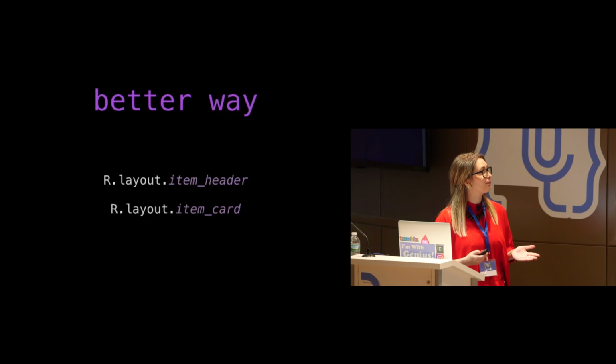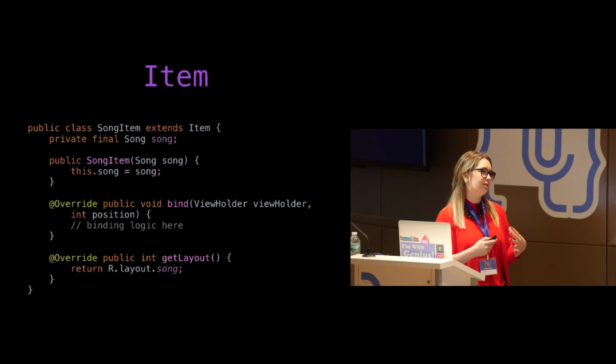And then what I recommend is delegating the creation, binding, and getting the view type, which is also your layout, to a wrapper class. So instead of having a list of songs, you'll have a list of items, which could be song items or other items, but the item itself is either an interface or abstract class, which enforces this pattern. And you can implement this yourself.